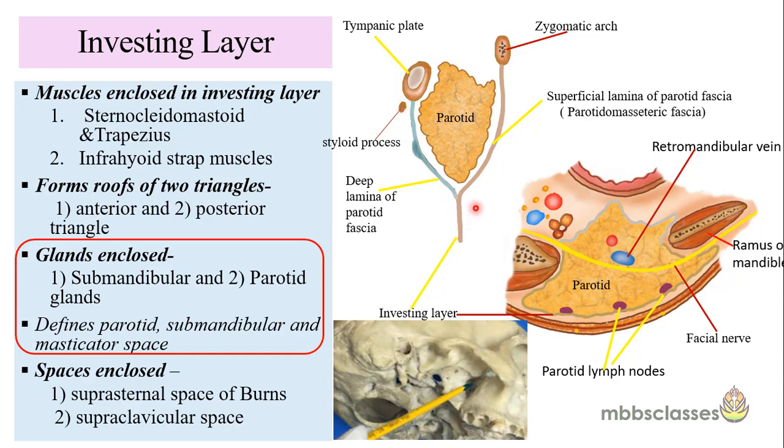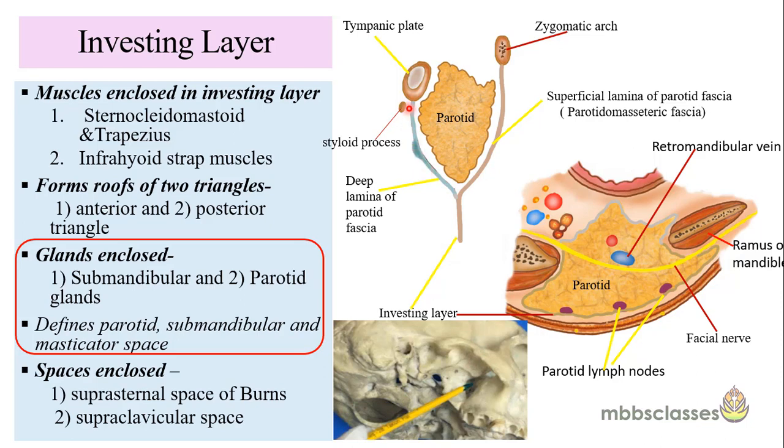So the superficial lamina of the parotid fascia covers the superficial aspect of the parotid gland. The superficial lamina is very thick in nature, strong and unyielding, and it gets attached to the zygomatic arch. If you see here, this is the location of the parotid gland. So the fascia, after it divides, attaches itself to the zygomatic arch.